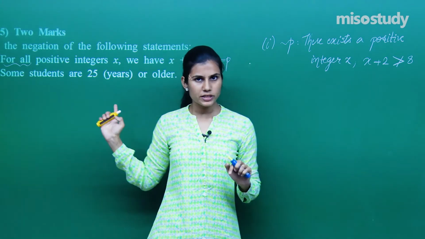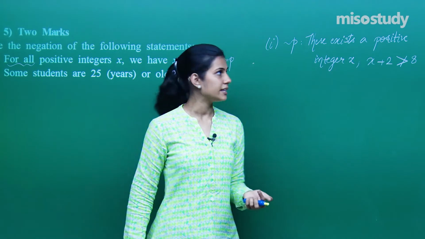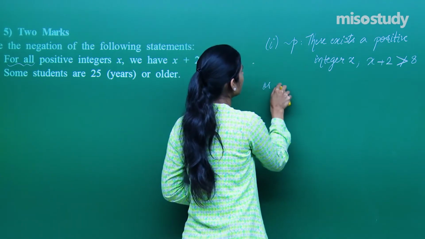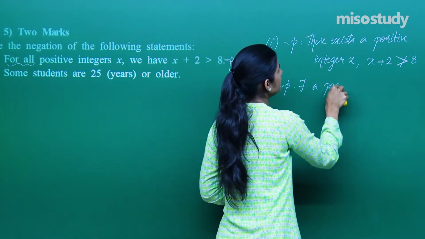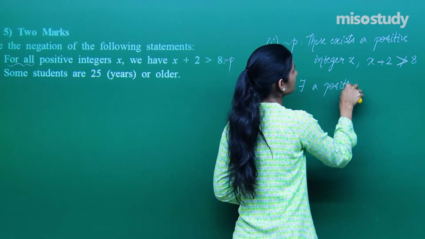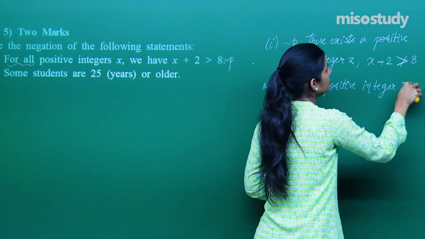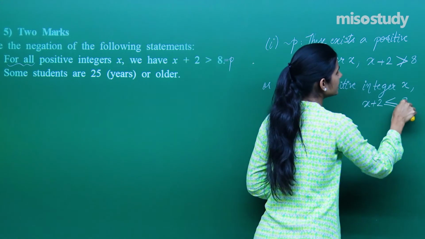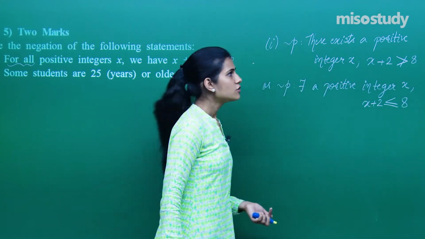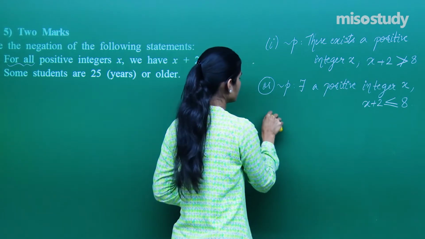It is a denial of this particular statement, which is saying that for every positive integer x, x plus 2 is greater than 8. Or you can also say it the other way: there exists a positive integer x such that x plus 2 is not greater than 8, that means it is less than or equal to 8. So this happens to be the negation of the first statement.